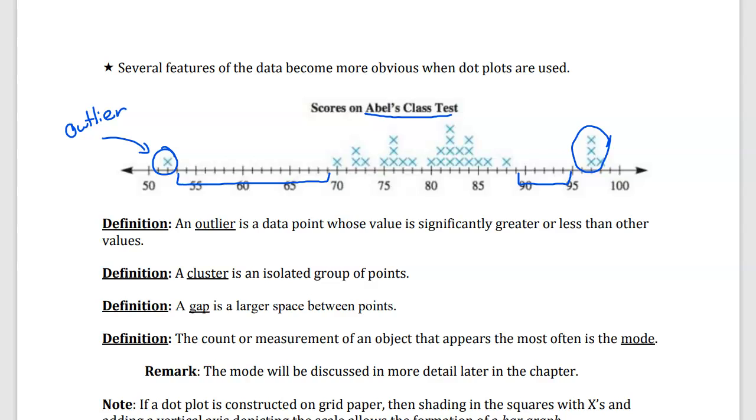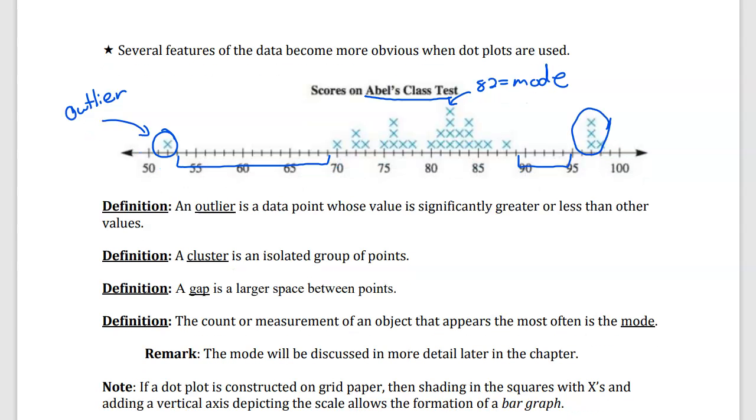The count or measurement of an object that appears the most often is called the mode. And so basically we look and say, okay, which one has the most X's or the most dots? Well, right here, 82 has 4 dots, or 4 X's. All the others at most have 3. So 82 is going to be our mode because it has the most. And we'll discuss it a little bit later in the chapter as well.